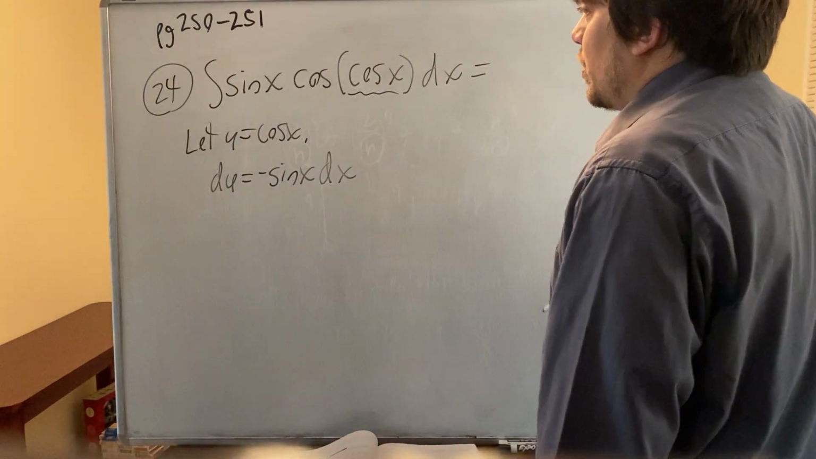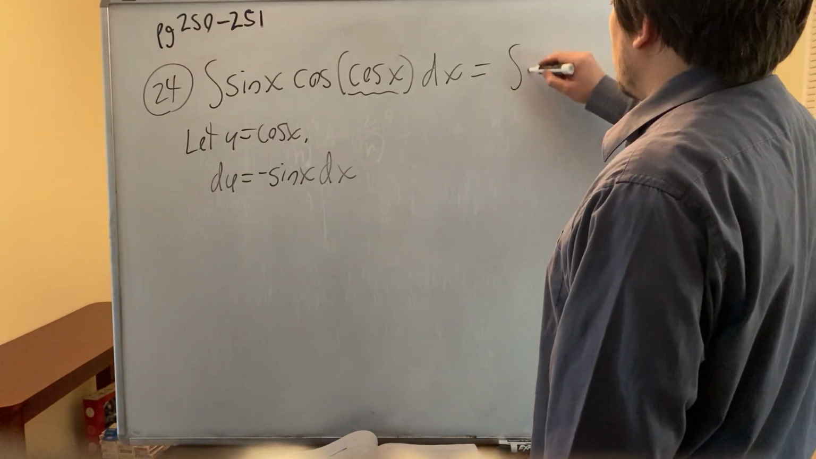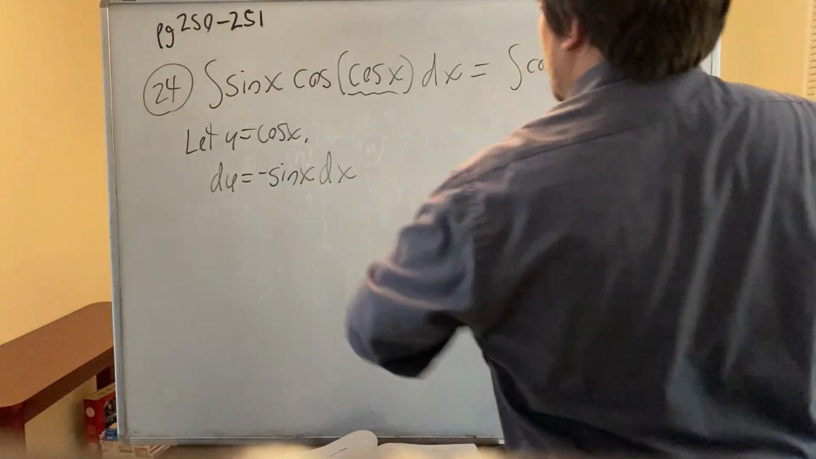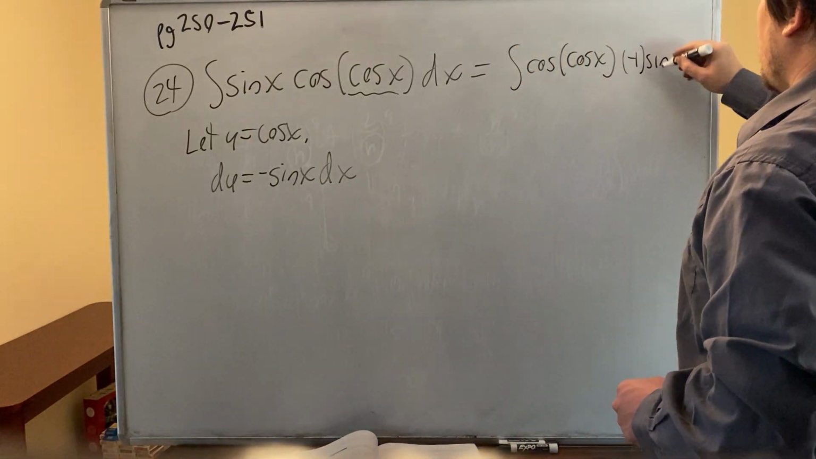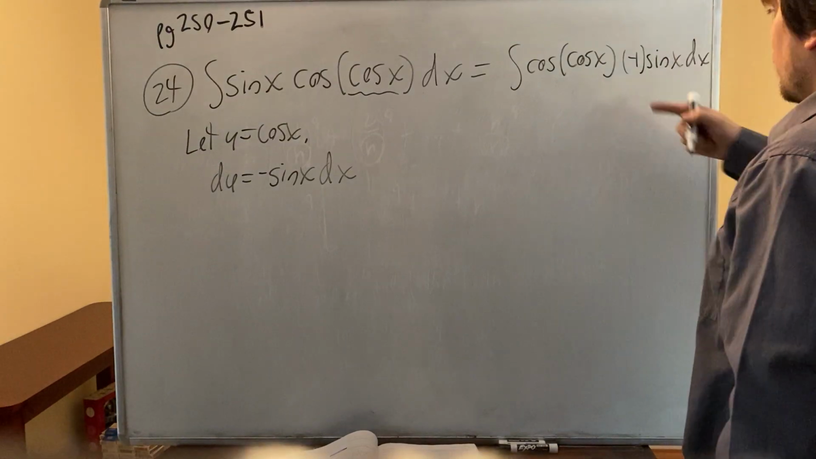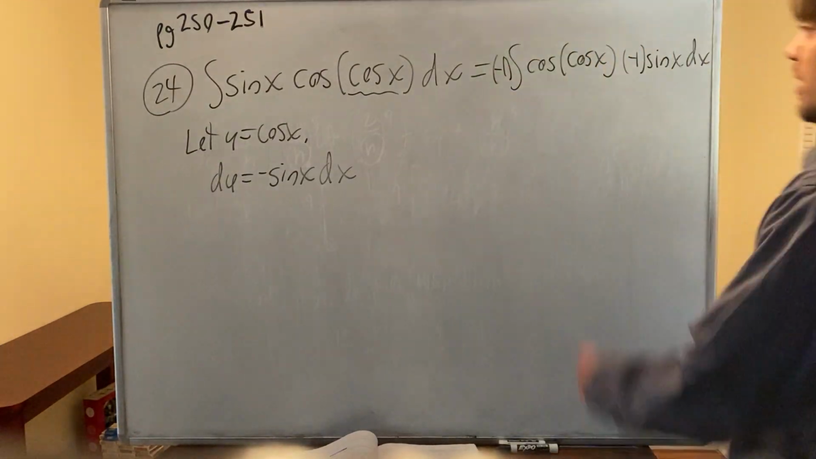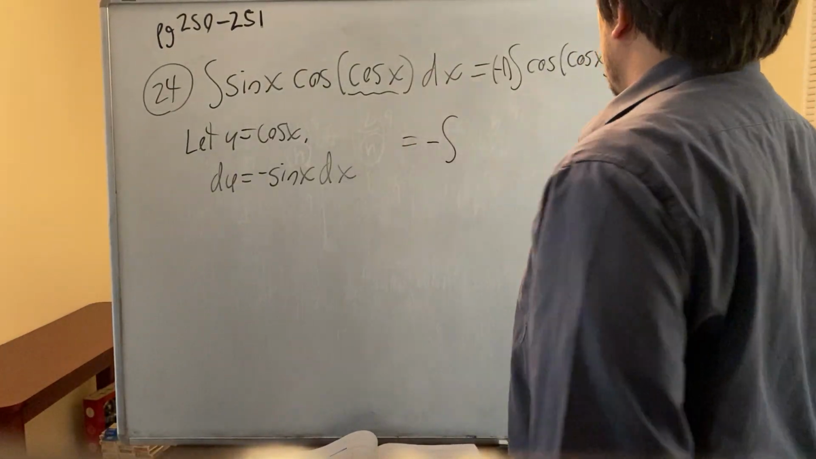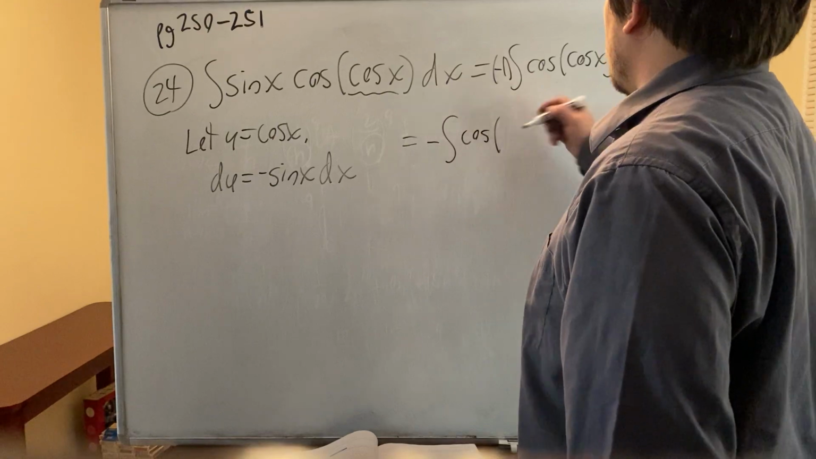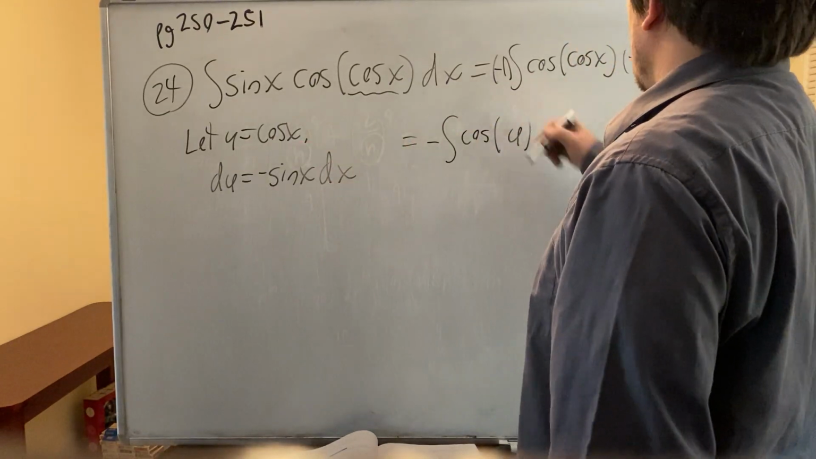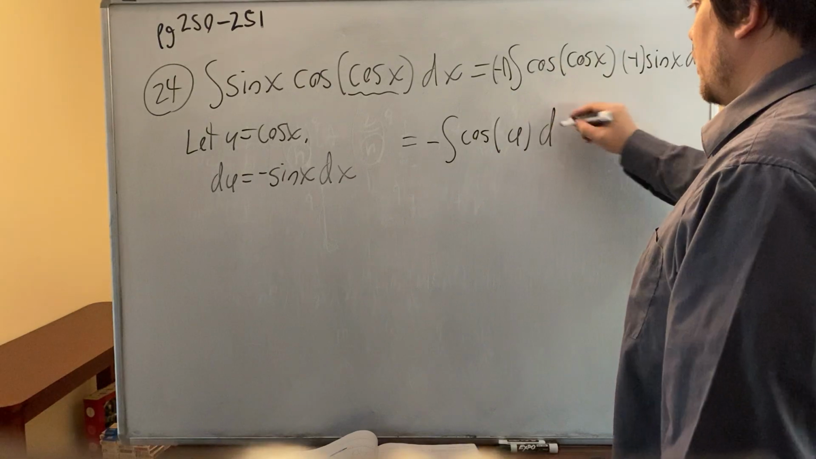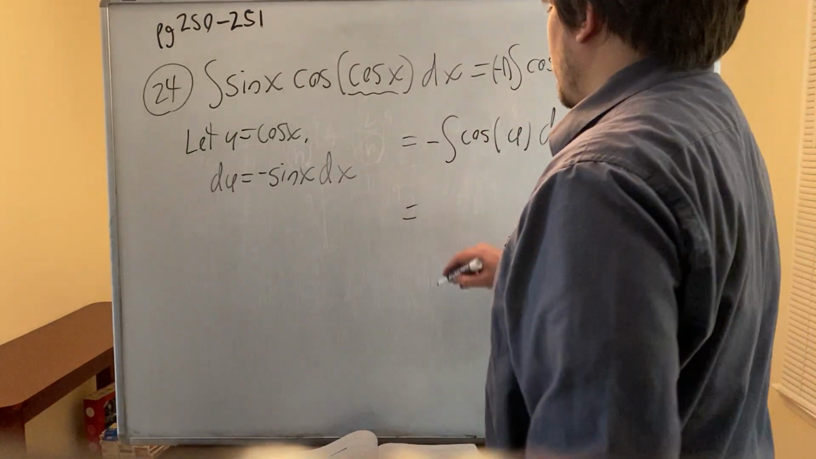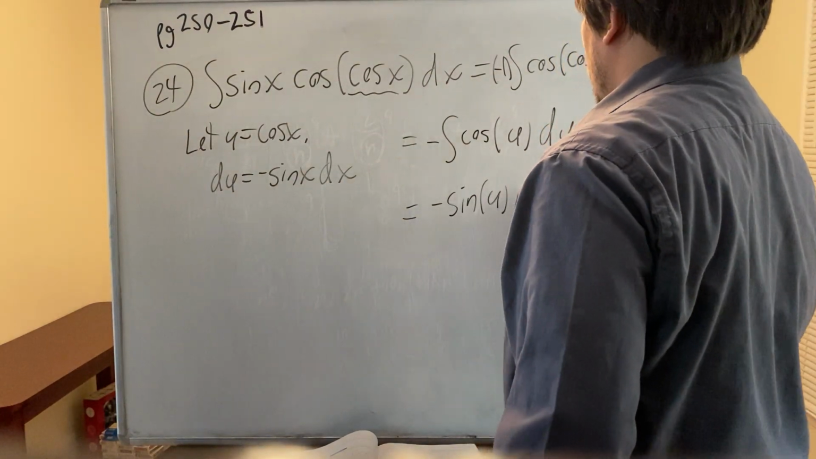Okay, so this is equal to the integral of cosine x, and then the negative goes there, so negative 1 sine x dx. Put a negative there and a negative there, and they cancel, and you get a 1. So this is equal to negative integral of cosine of, well, cosine x is u, and negative sine x dx is du. So now you have negative integral of cosine u du. And so this is equal to negative sine of u plus c.